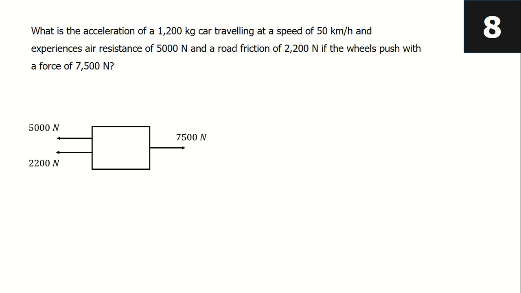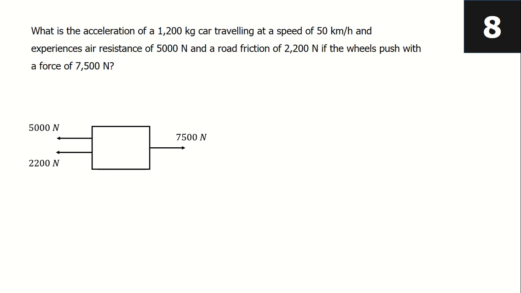So obviously it is the wheels responsible for pushing the car forward, right? So we will say that 7,500 Newton in the free body diagram would be directed to the right. Friction, of course, is a force that opposes your motion. So that should be on the opposite side. Your 2,200 Newton will be to the left.